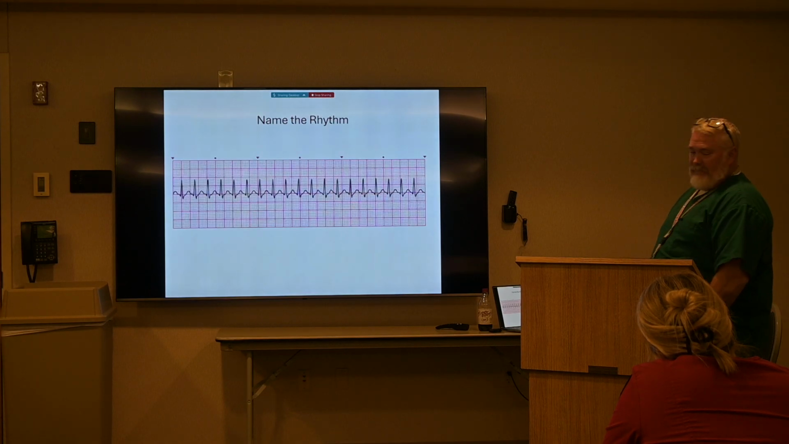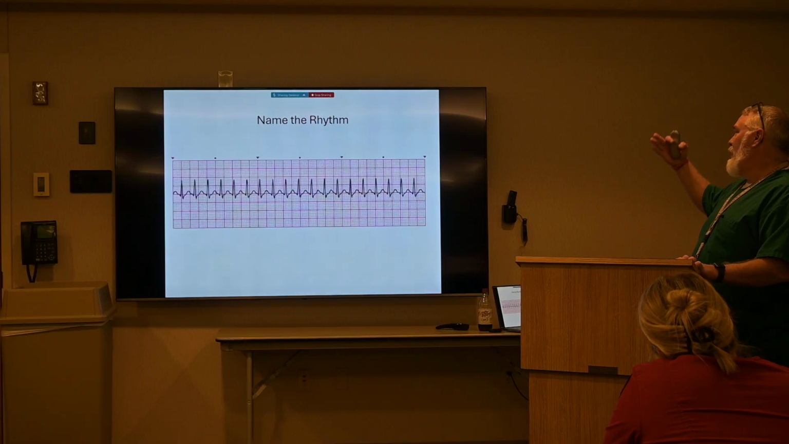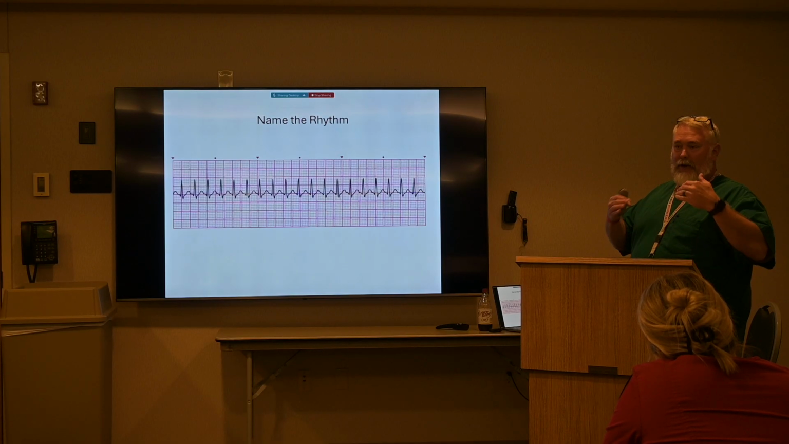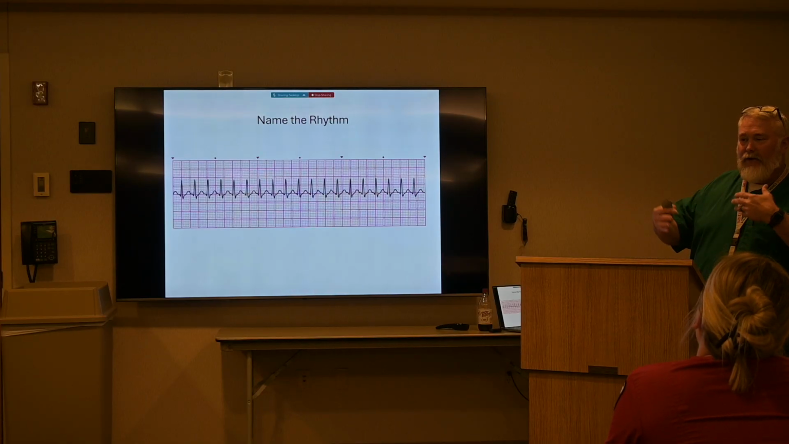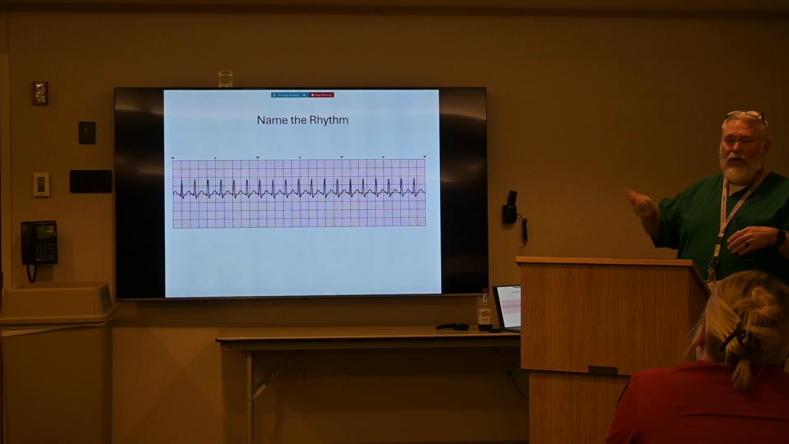So now we're going to name that rhythm. I want to go through these. We only have a few more minutes, but I'm going to go through how I look at a strip, and not just say, oh, this is what it is.